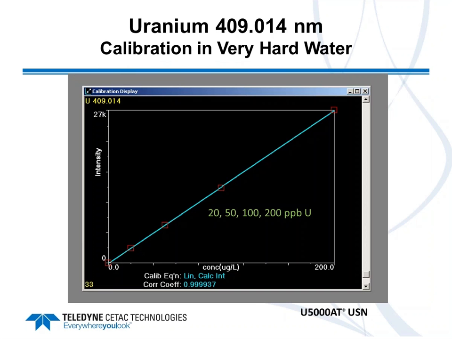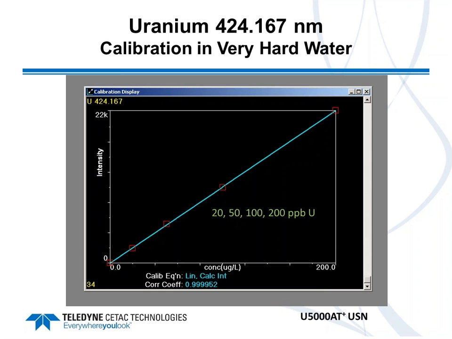Next, looking at the calibration at the uranium-409 line, we ran again the 20, 50, 100, and 200 part per billion standards. And again, we got a very nice calibration, with a correlation coefficient of 0.99-something for uranium-409. And then the same excellent correlation coefficient calibration using the 424 wavelength.